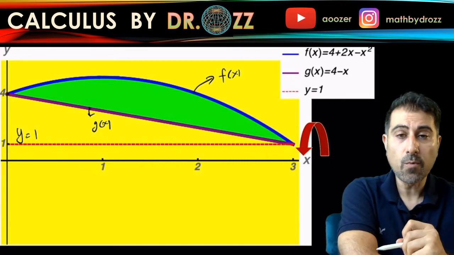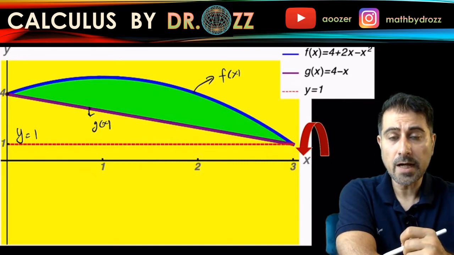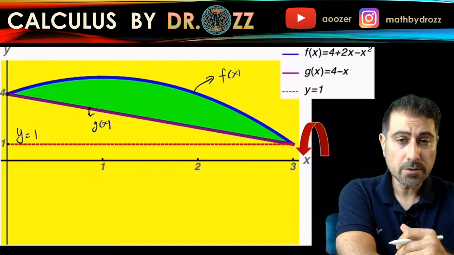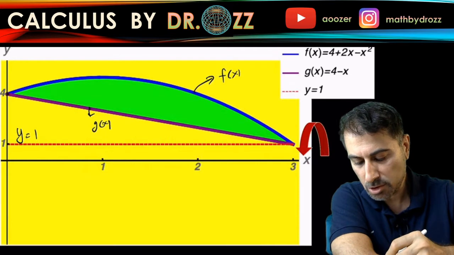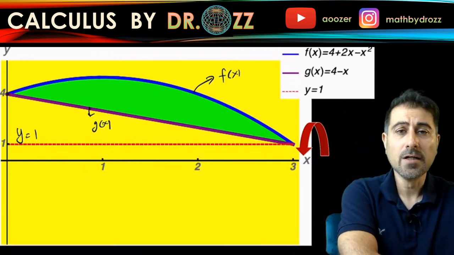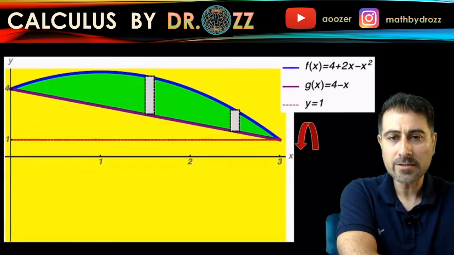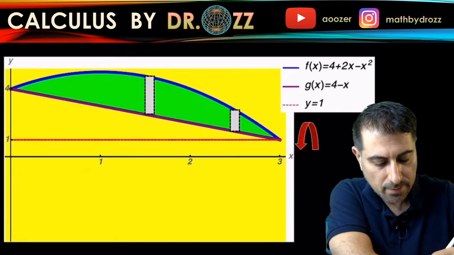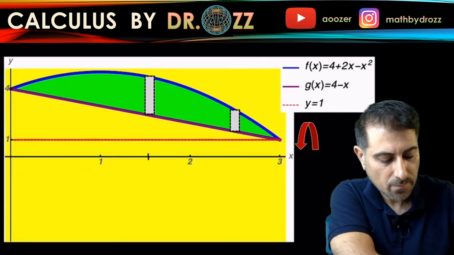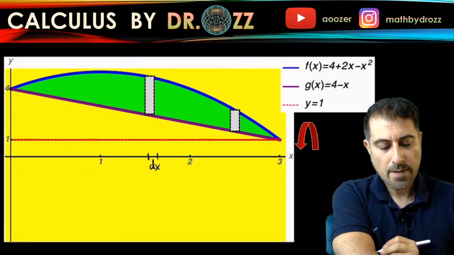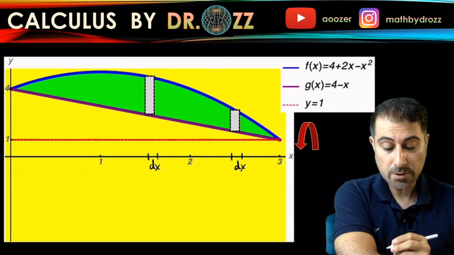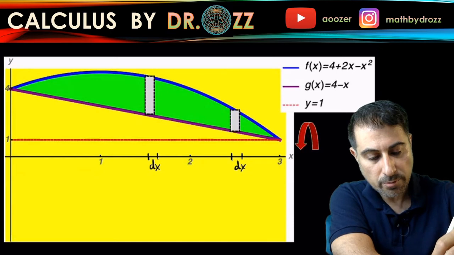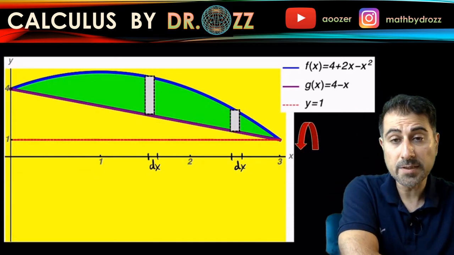In the washer method, remember, we're taking slices from the region perpendicular to the axis of revolution. So let me just show you my slices here. And you can choose different slices, it doesn't matter. Let's say each slice comes with thickness dx. And this time, again, the revolution is about the y equals 1 line. So let me make a representative washer here.